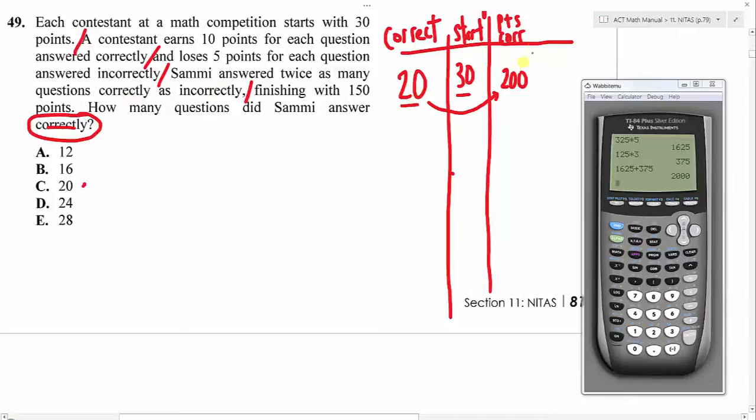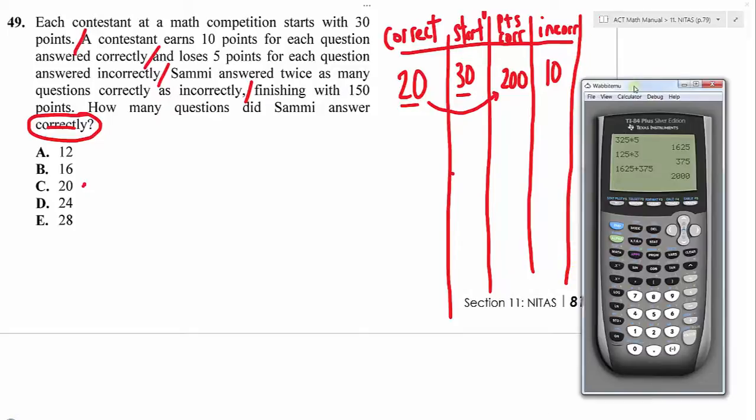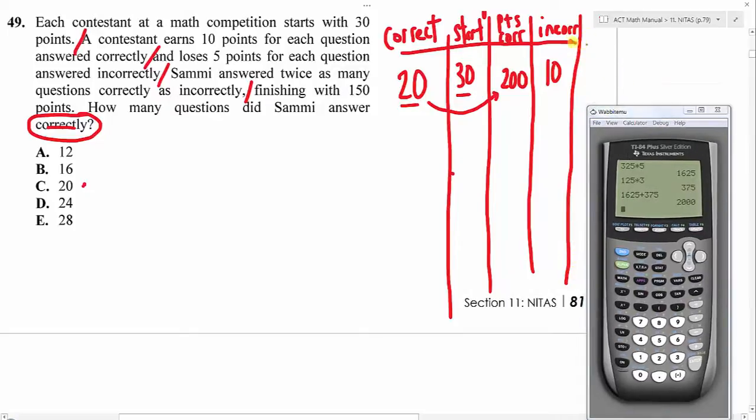Well, if he has 20 correct, that means our incorrect, so this column will be incorrect, that means he did 10 incorrect. Twice as many correct as incorrect. So if he did 20 correct, that means 10 incorrect. And now we can determine the points lost from the incorrect. Remember, it says that he loses 5 points for each question answered incorrectly. That's right here. So he's going to lose 50 points for the incorrect answers.